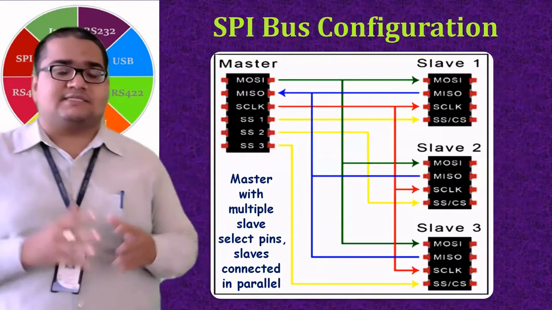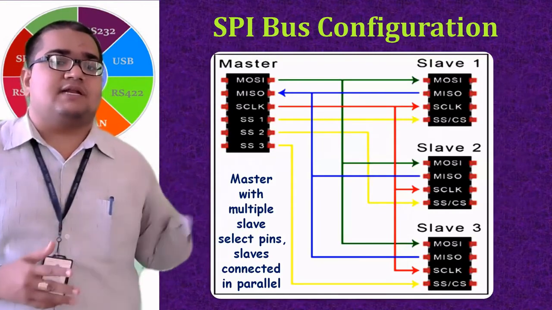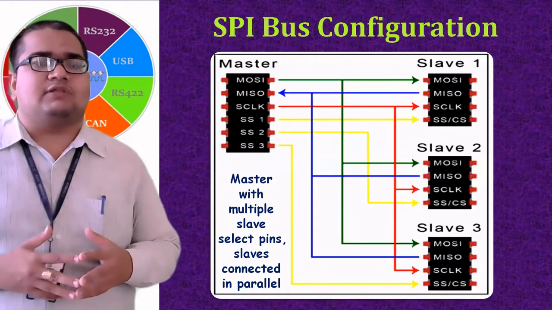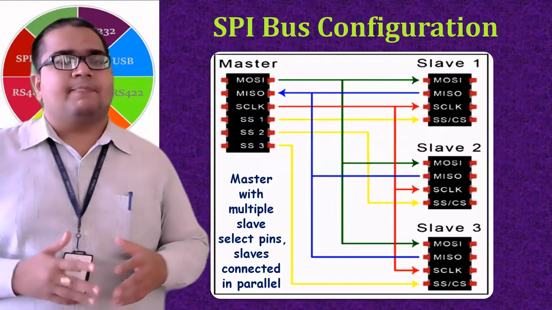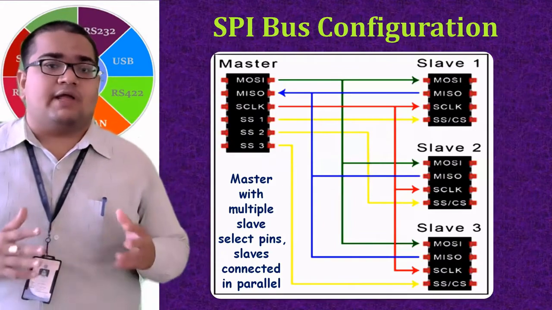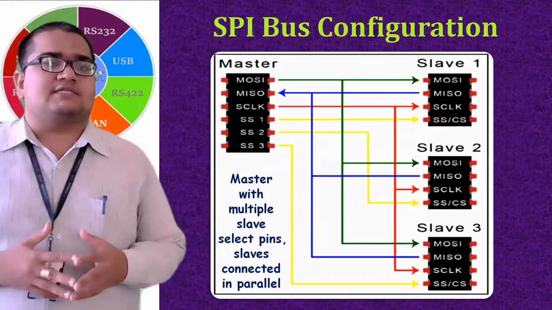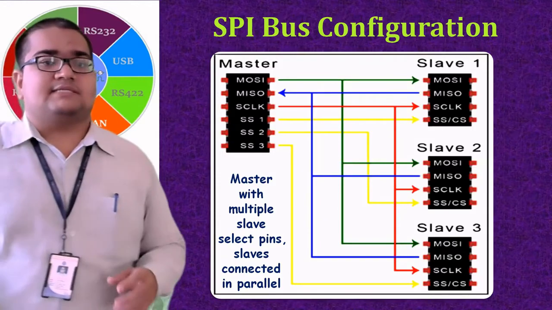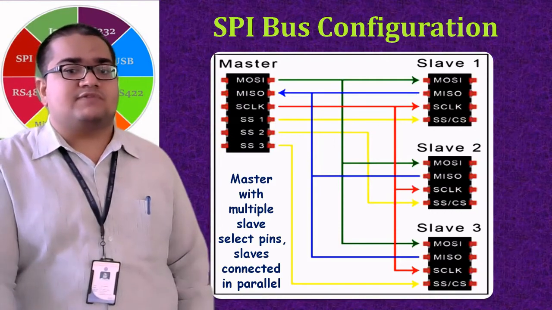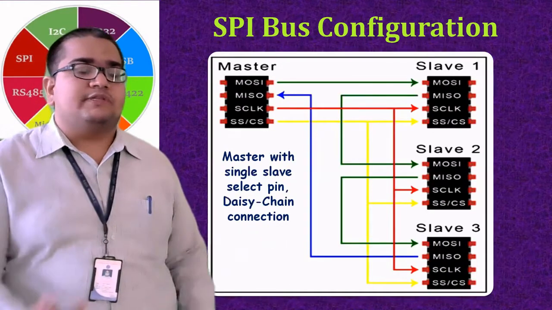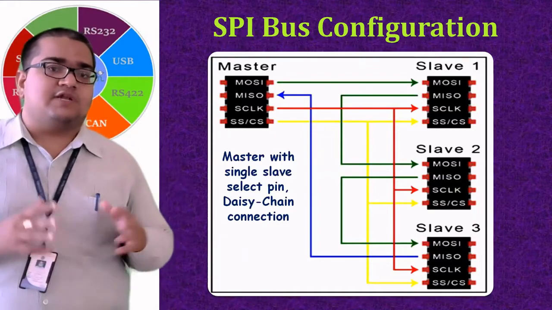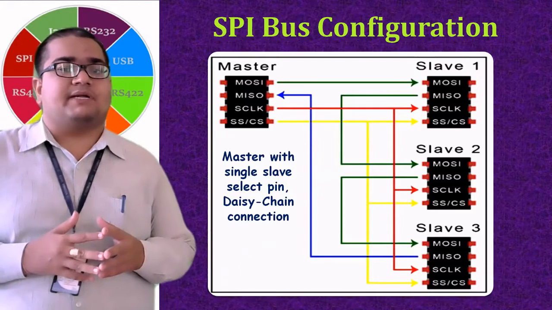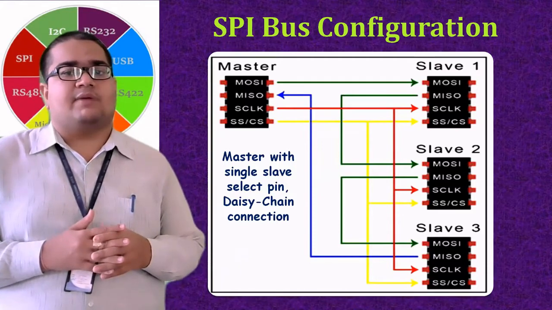As you can see here, there are 3 slave select lines from the master: slave select 1, 2, and 3. They are directly connected to the different slaves, slave 1, slave 2, and slave 3. All the individual lines, MISO, MOSI, clock and the slave selects, are connected in parallel with the different slaves. But as I said earlier, what does the master have to do if it contains only one slave select? This is an example where the master contains only one slave select but has to connect with many slaves. Here you can see the daisy chain type of communication.